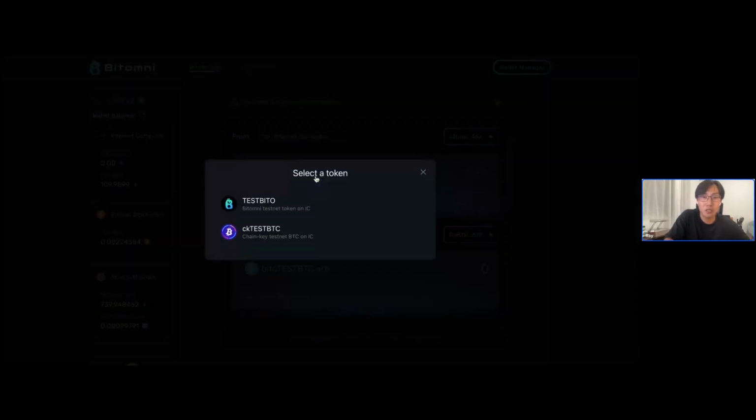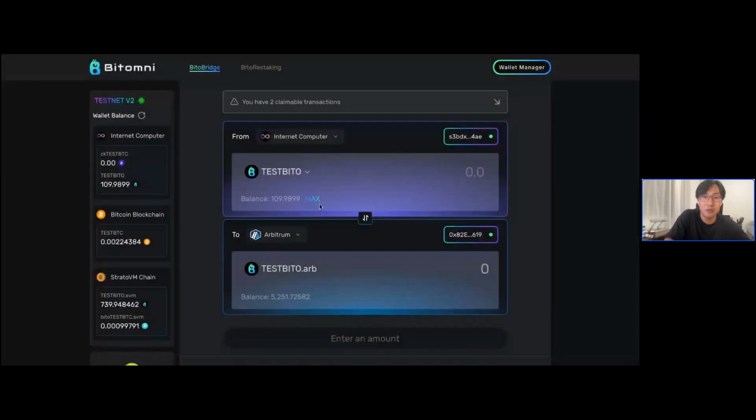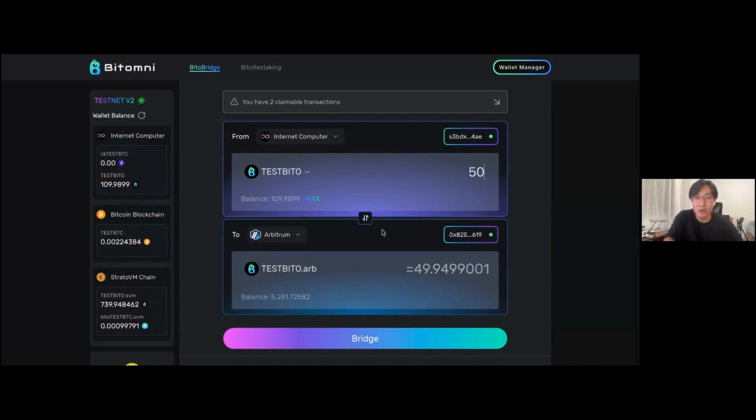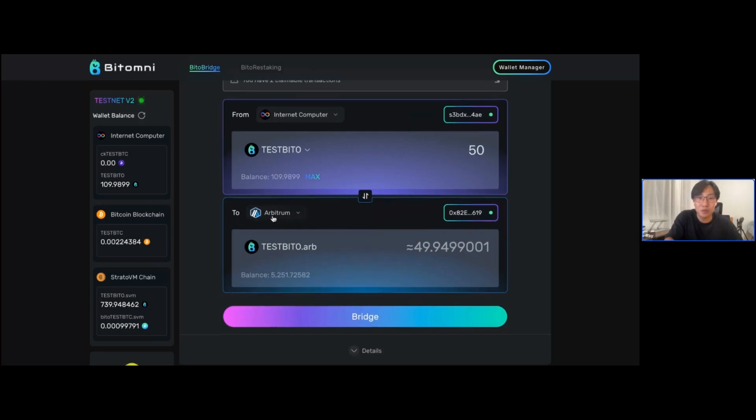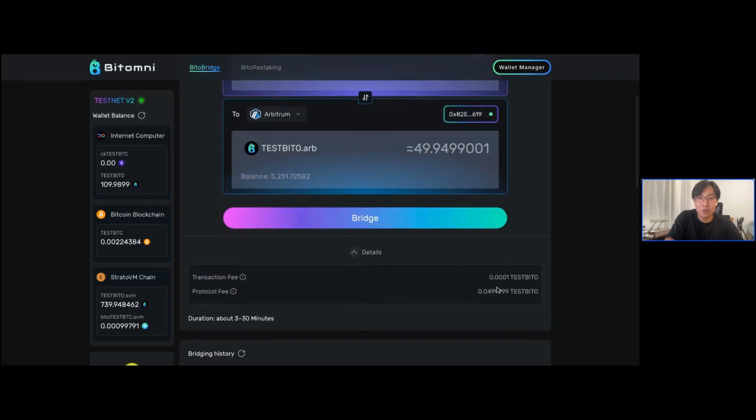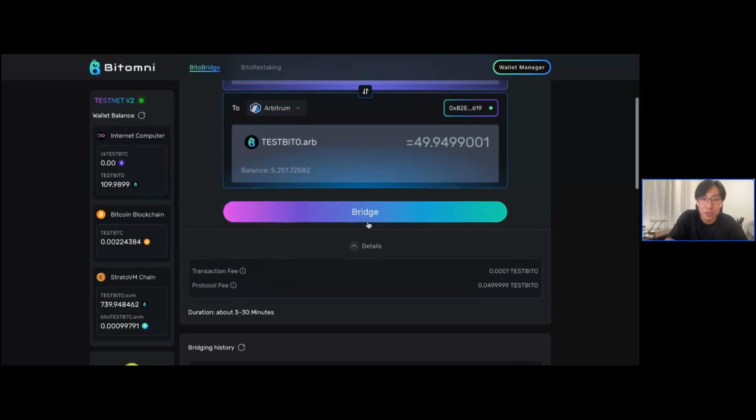For ICRC tokens, we support those two test tokens, ckTestBTC, which I don't have, but TestBito I do have. So let me try to bridge 50 TestBito to Arbitrum as TestBito. Okay. So there are some fees, a transaction fee, which is charged by Internet Computer, and a protocol fee, which is charged by BitoBridge.